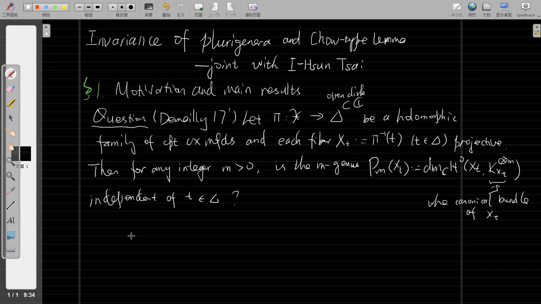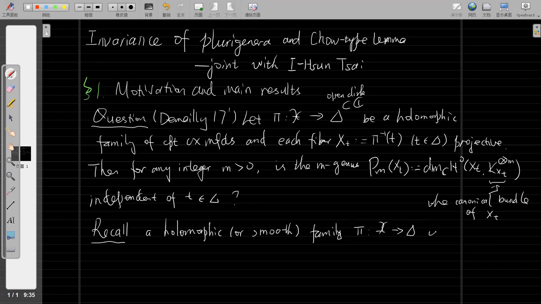Let's recall some notations here. A holomorphic family is also usually called a smooth family in algebraic geometry. We also use the notation π: X → Δ. In my talk, we always use this notation: X → Δ is a proper surjective holomorphic submersion. And usually X is just a complex manifold.